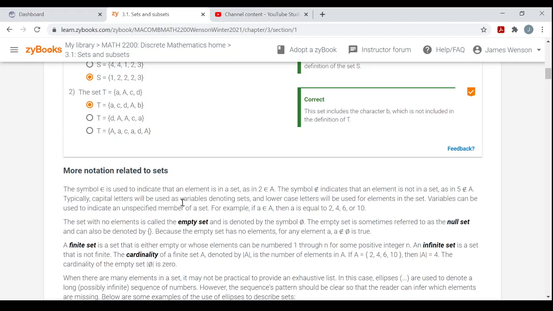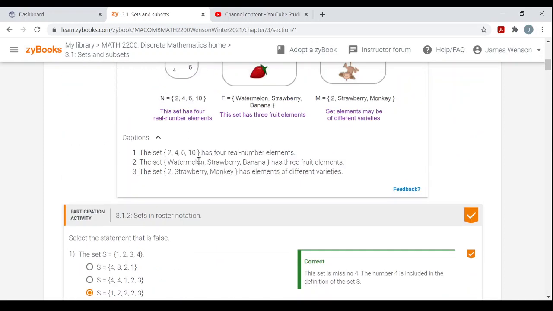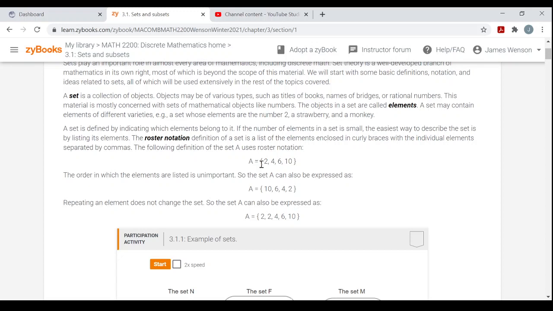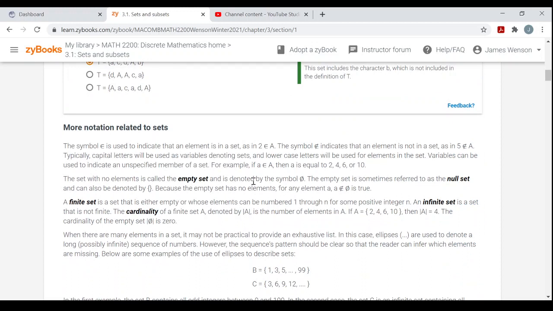Typically, capital letters will be used as variables denoting sets, as you've seen up here. Capital T, capital S. Capital letters will represent the name of the set, and lowercase letters will be used for elements in the set. Again, typically, not all the time. Variables can be used to indicate an unspecified member of a set, an unknown member. For example, if little a is an element of set A, talking about this set up here, then little a must be either 2, 4, 6, or 10.